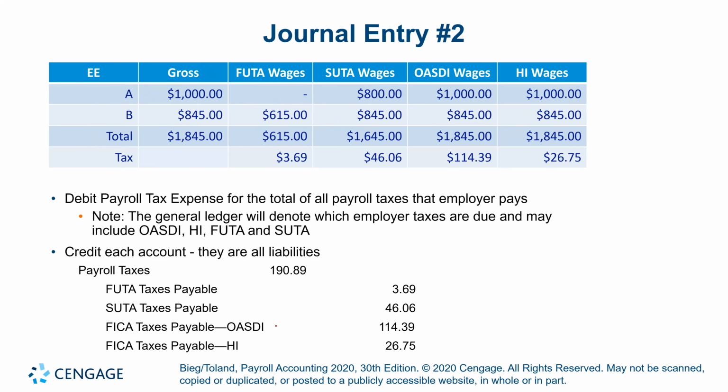Okay, journal entry number two. This is to record the employer payroll tax expense. So again, we're debiting payroll taxes as you see there. And then the credits are to all of the FUTA payable, SUTA payable, Social Security payable, Medicare payable type deal, right?